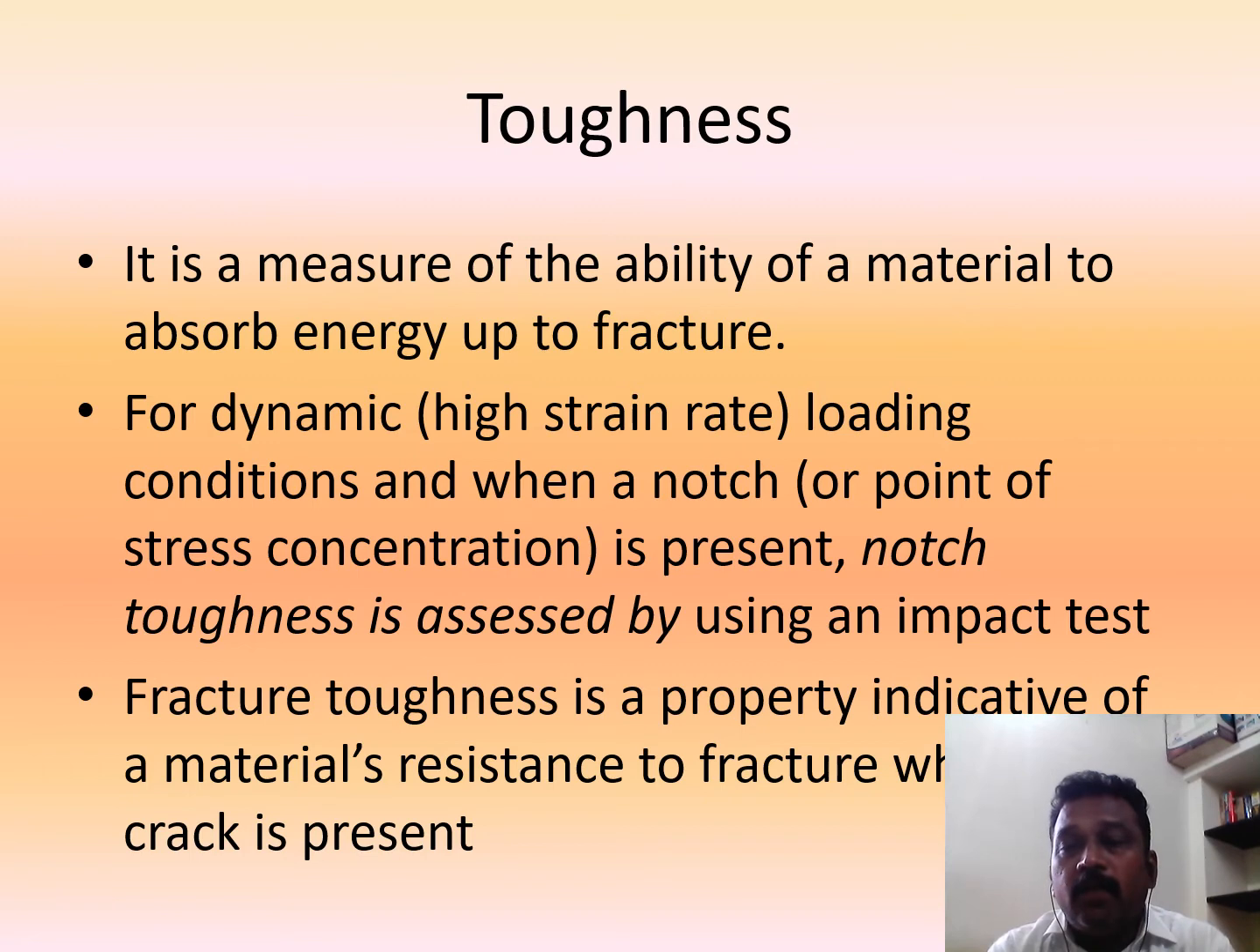For static loading conditions, toughness is denoted by the area under the curve, in terms of Joules. Whereas under a dynamic load condition, that is, high strain rate, and when a notch is present where the stress is concentrated, we can get the notch toughness by using an impact test that we will see later. From this we can get a property called fracture toughness, which is an indicator of the material's resistance to fracture when a crack is present.